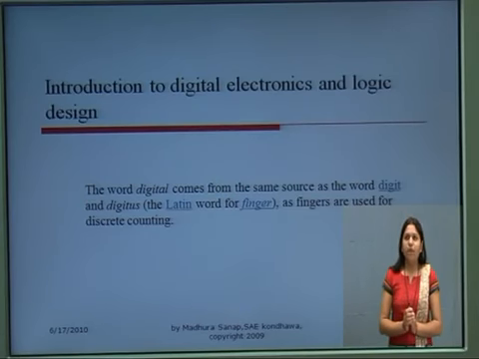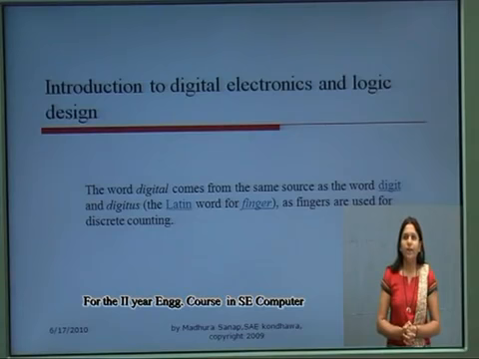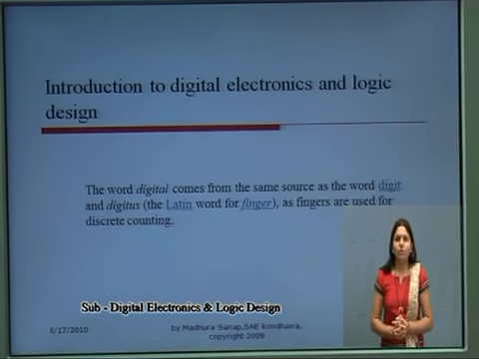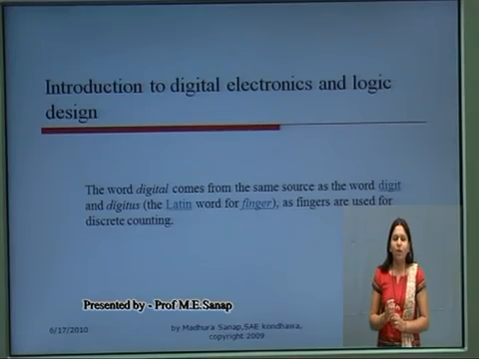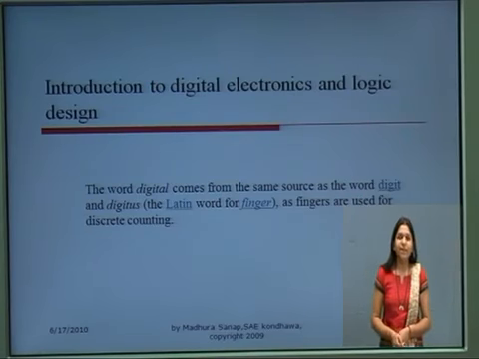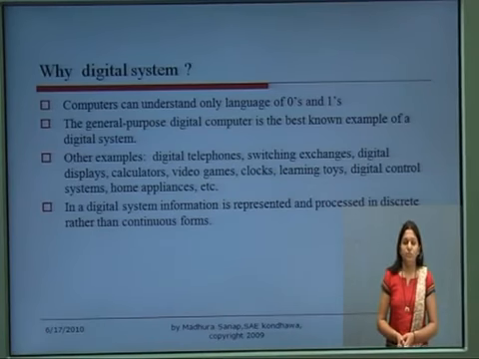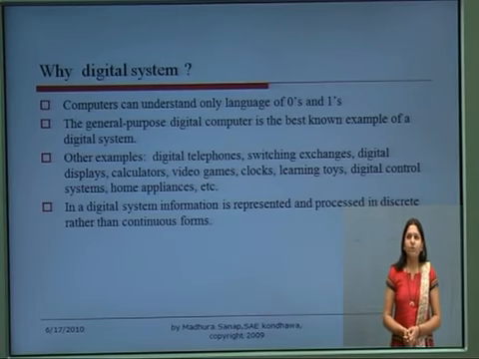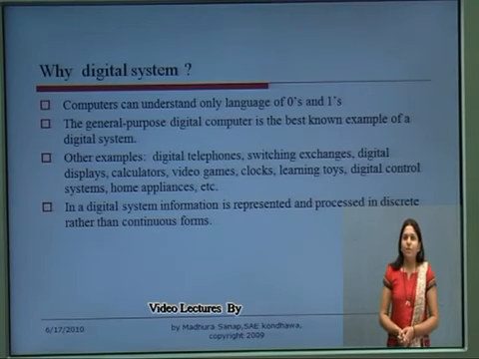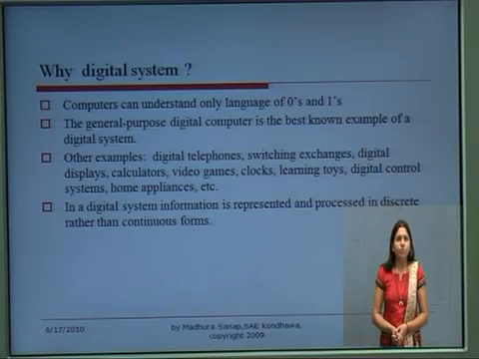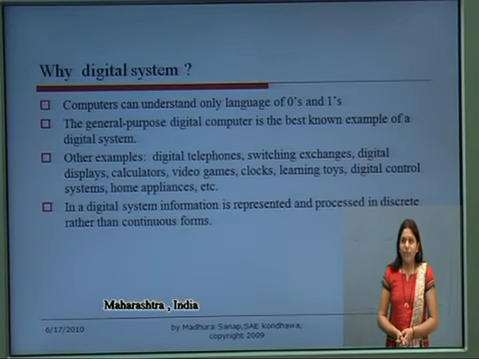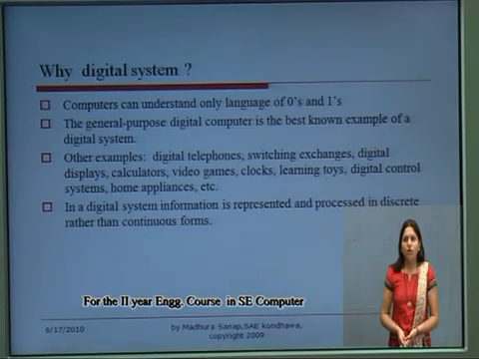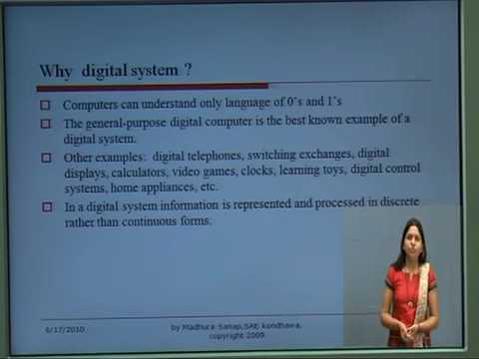Introduction to digital electronics and logic design. The word digital comes from the same source as the word digit and digitus, the Latin word for fingers. As fingers are used for a discrete count, such as 1, 2, 3, 4, we can count numbers using the fingers. Then the second question: why the digital system? Because a computer can understand only one language, that is ones and zeros. The best example of a general purpose digital system is the digital computer. For example, digital telephones, computers, switching exchanges, digital displays, calculators, video games, home appliances, digital control systems, electronic toys, we use the digital system.